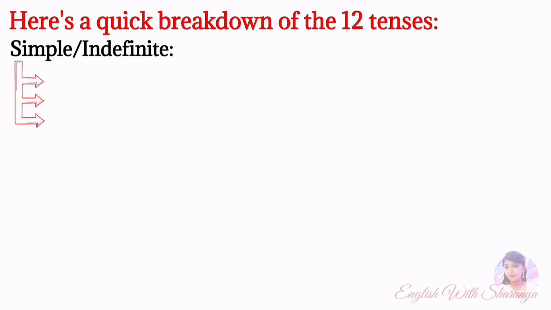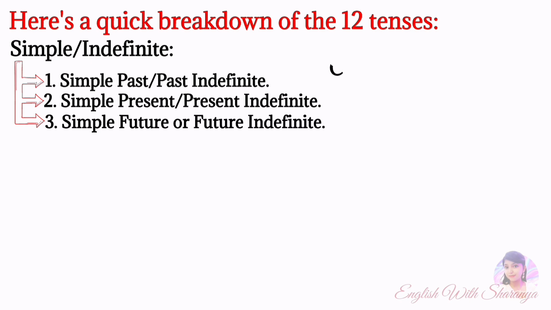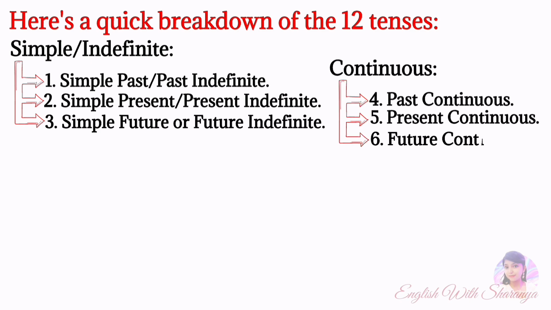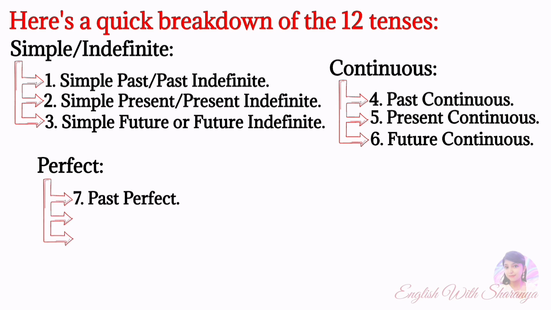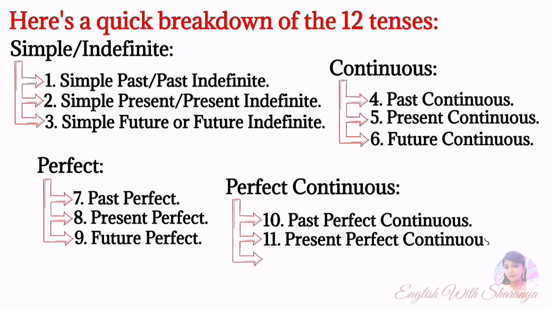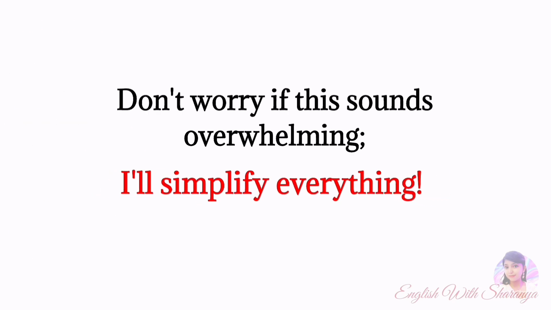Here's a quick breakdown of the 12 tenses. Simple past or past indefinite, simple present or present indefinite, simple future or future indefinite, past continuous, present continuous, future continuous, past perfect, present perfect, future perfect, past perfect continuous, present perfect continuous, and future perfect continuous. Don't worry, if this sounds overwhelming, I'll simplify everything.